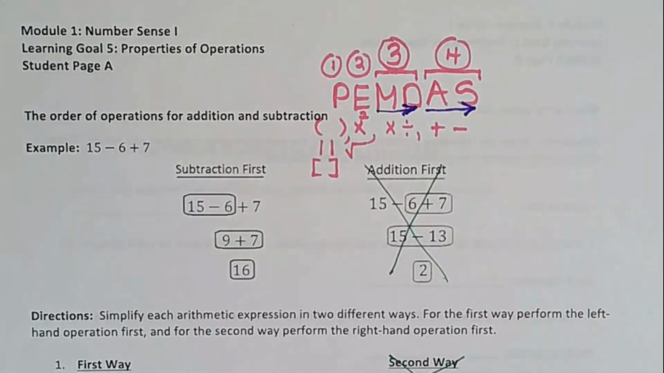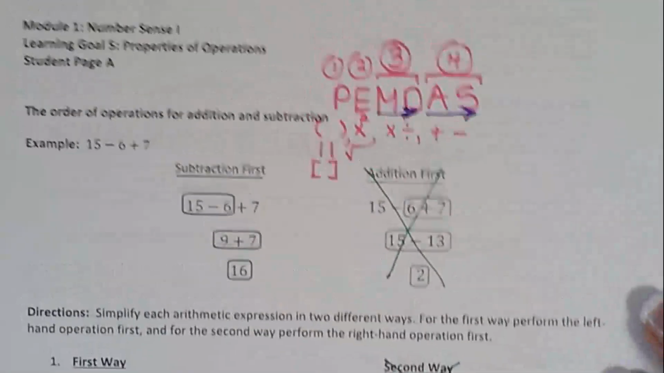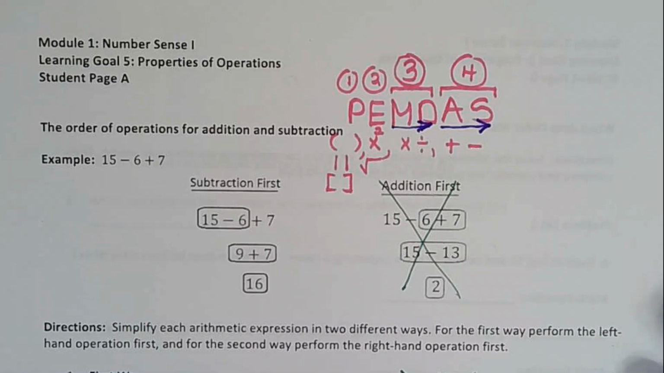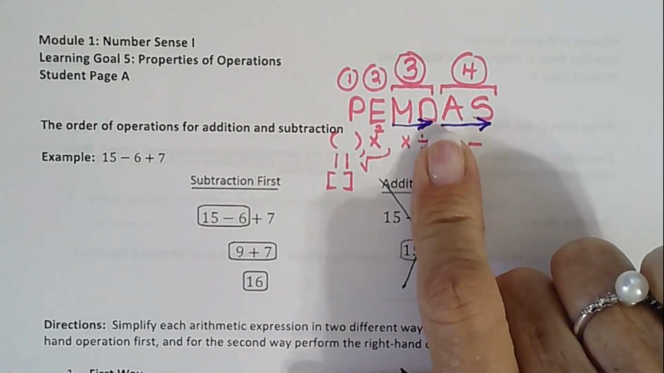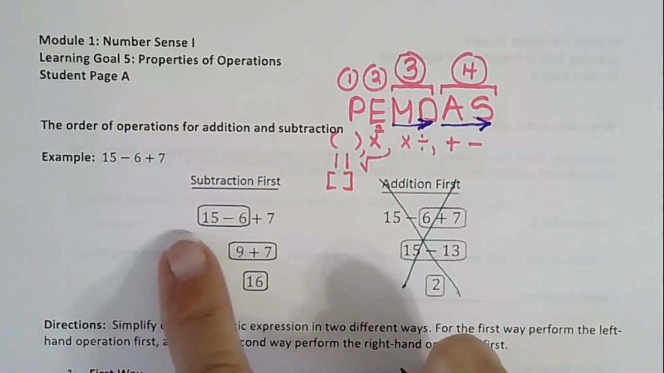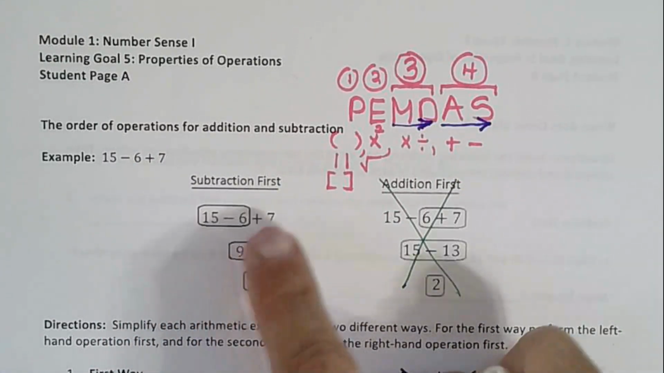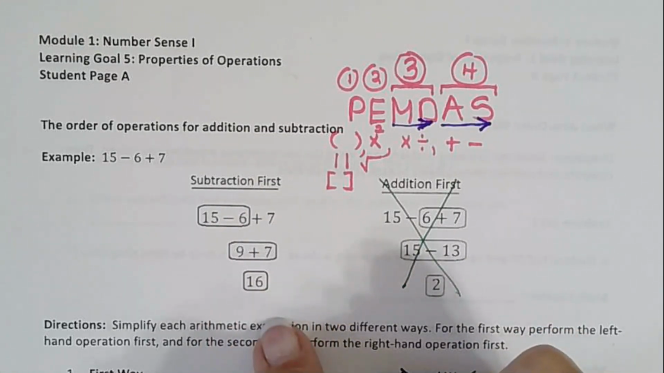And they want us to do it the right way and the wrong way on this. I am not going to do problems with you the wrong way. So that's why I've crossed out these two here. But I do want you to see doing it the wrong way does give you the wrong answer. So this says do addition and subtraction left to right. So going left to right, I first hit subtraction. I turn that into 9. And then I bring down the plus 7, 9 plus 7, 16.